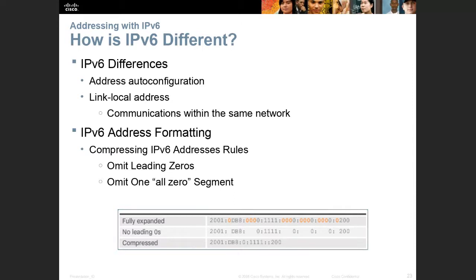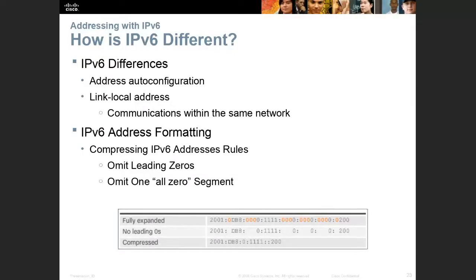IP version 6 address formatting is written in hexadecimal. Hexadecimal is a shorthand method of expressing binary numbers. And we have our whole 128 bits here in the full, expanded form. But since it's so long and so hard on the eyes, there are two rules to reduce them. One is, if there are any leading zeros, here, here, and here, and here, we're going to omit those.